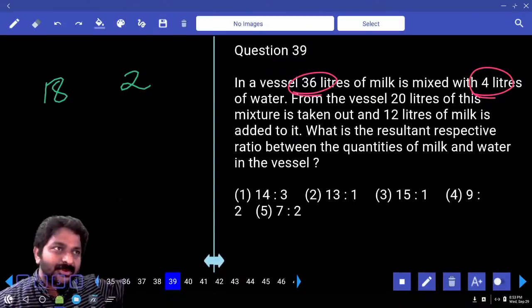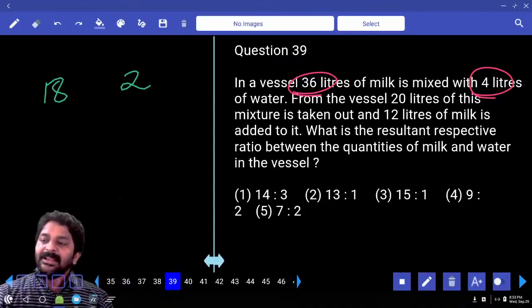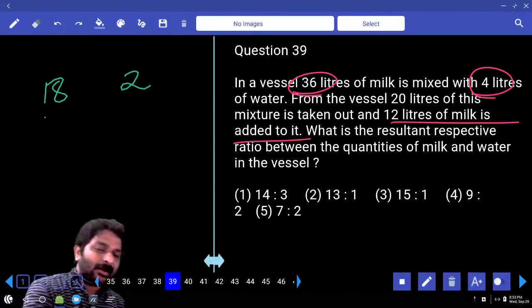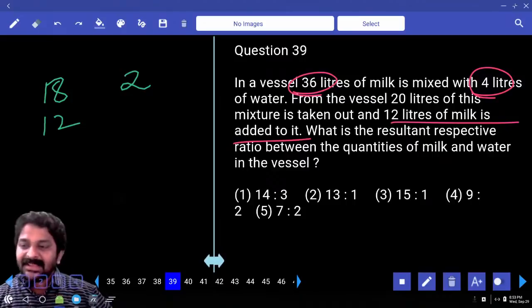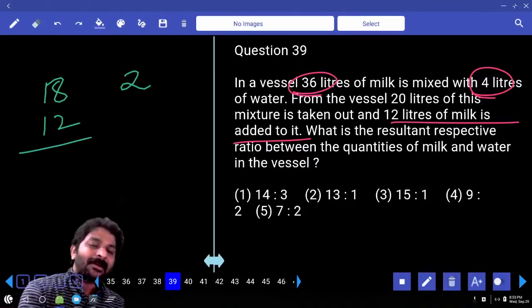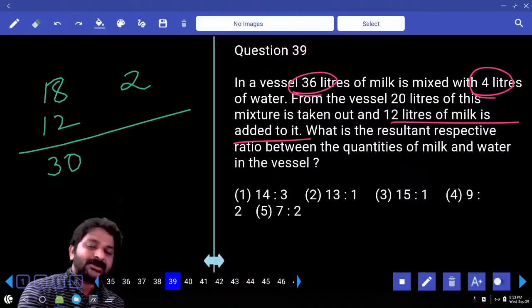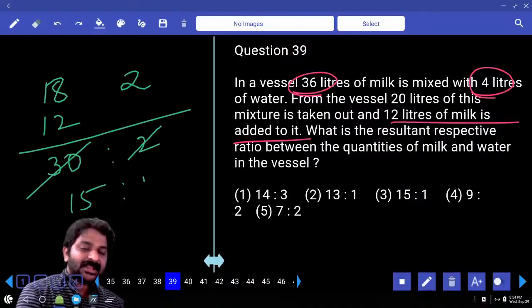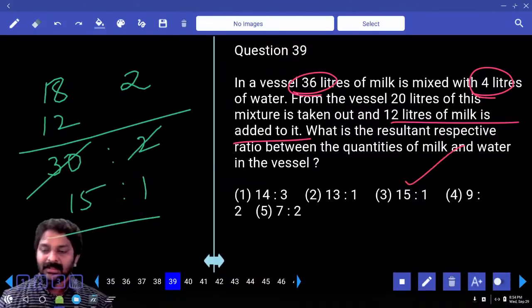Okay? Sure? Right. 12 liters of milk is added. Next, what is the resultant ratio between the quantities of milk and water? How much milk do we have? 30. How much water do we have? 2. 2 how many times? Then the ratio is 15 is to 1. Third option, final.